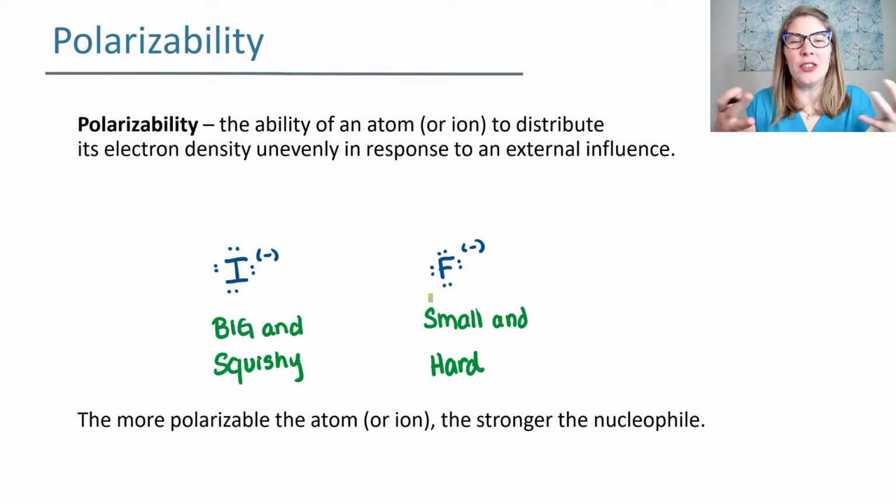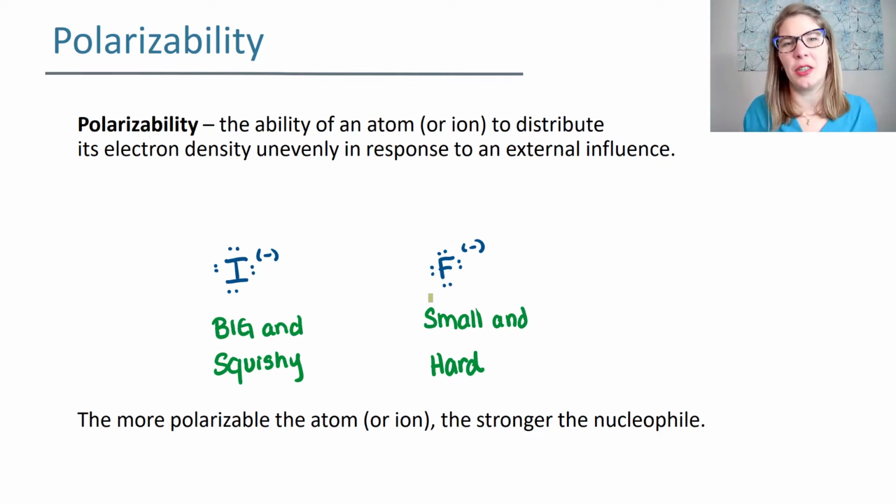And what's happening is you, the external influence, are pushing on that ball and you're changing its shape. Whereas if you think of something like fluoride ion, fluoride ion would be a ball that is much smaller and has less ability for something to influence its shape. So think of fluoride ion as being like a very small tennis ball.